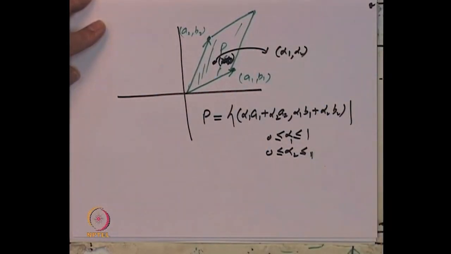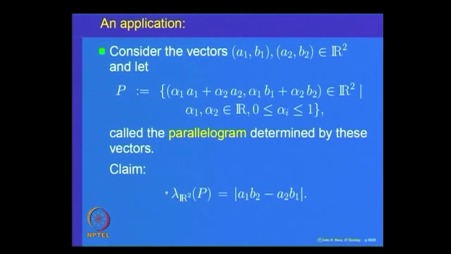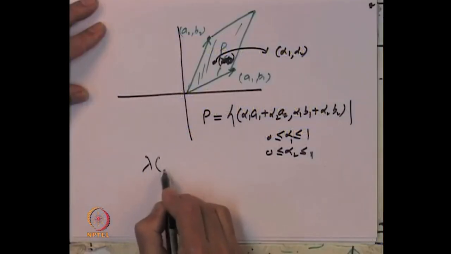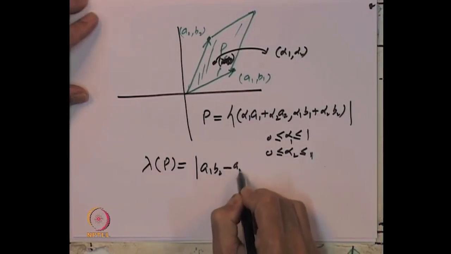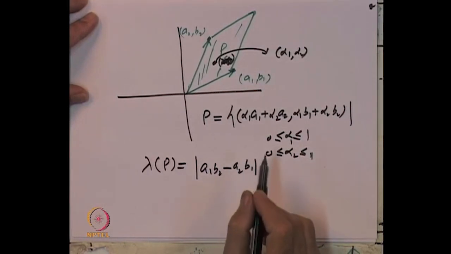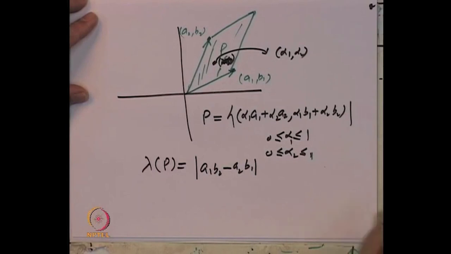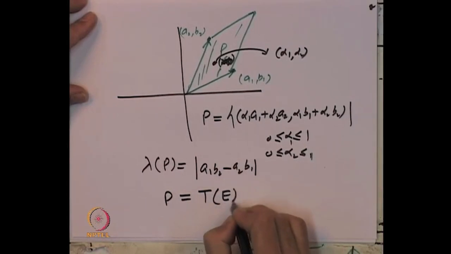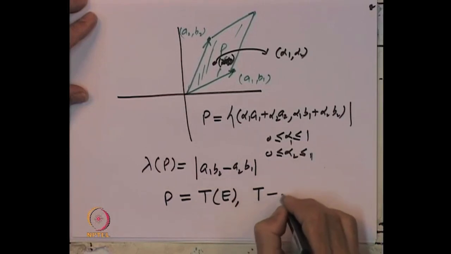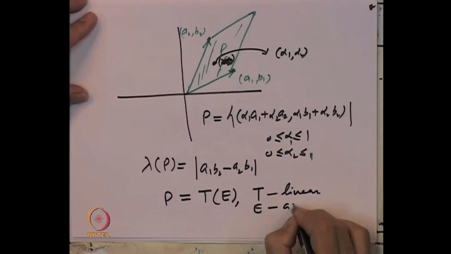The claim we want to show is that the Lebesgue measure of this parallelogram is the same as the absolute value of A1 B2 minus A2 B1. These are the components of the vectors which we started with. So, the claim is that the Lebesgue measure of P is equal to the absolute value of A1 B2 minus A2 B1. Okay. So, to prove this, we are going to show that this P is equal to T of a set E, where T is a linear transformation, and E is a nice set.